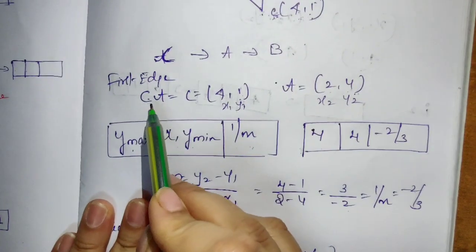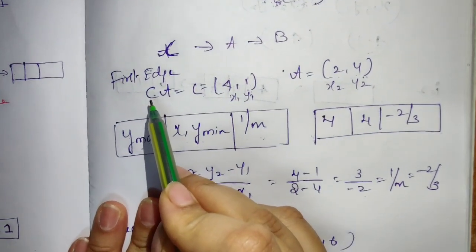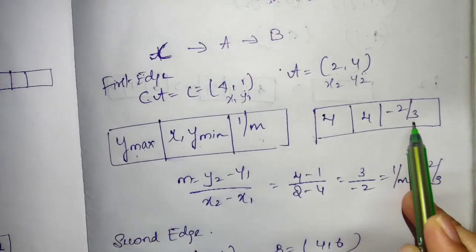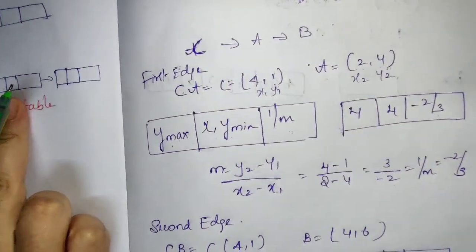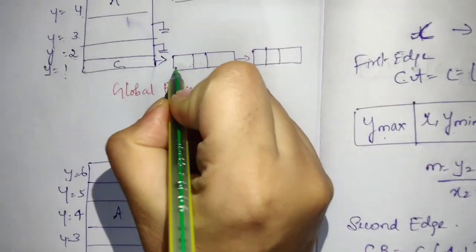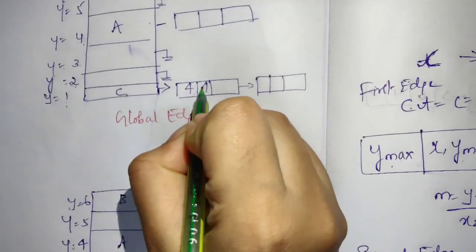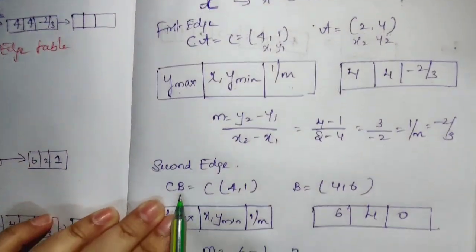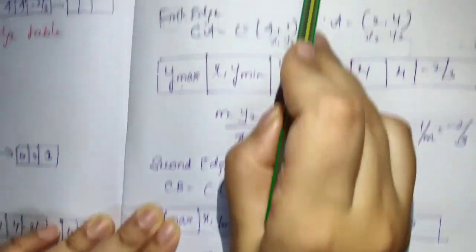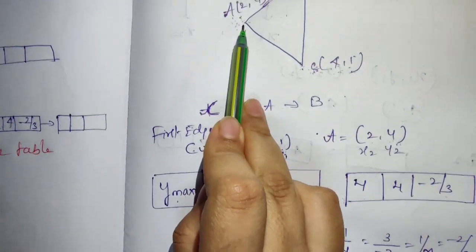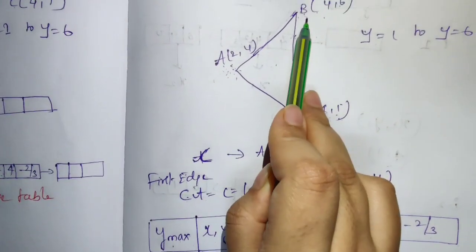So here we have already calculated the value CA is equal to 4, 4 minus 2 by 3. So that's why I will mention the same value in the global edge table. That's it. Okay, so 4, 4 minus 2 by 3. So in the same way, CB, because the edge C is connected to A, with respect to A we have already calculated. So with respect to B, now I am going to calculate.